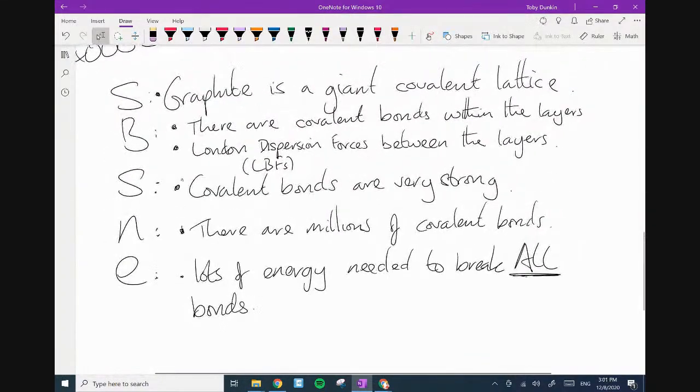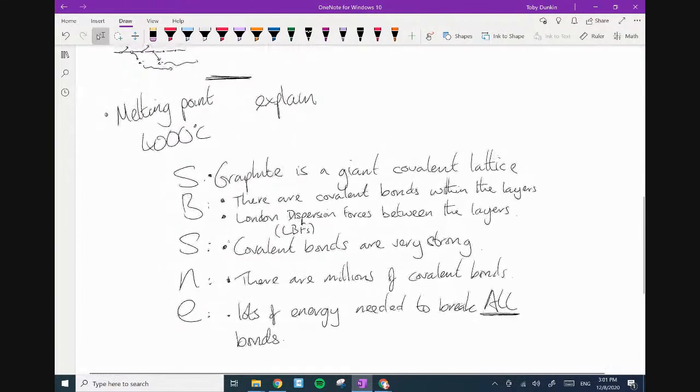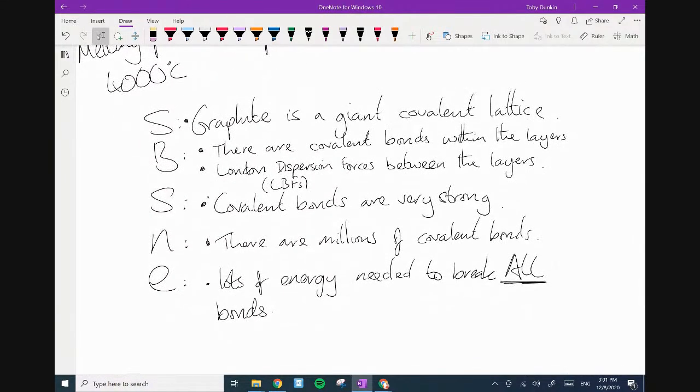Yeah, we're focusing predominantly on the covalent because it's at 4,000 degrees. If we were breaking the London dispersion forces or the van der Waals forces, we're talking about minus temperatures, like 50s, 60s, low numbers. The only thing we're talking about here is covalent bonds. But with graphite, we've got to talk about them because there are two bonds in the structure. Okay, you're doing really well.